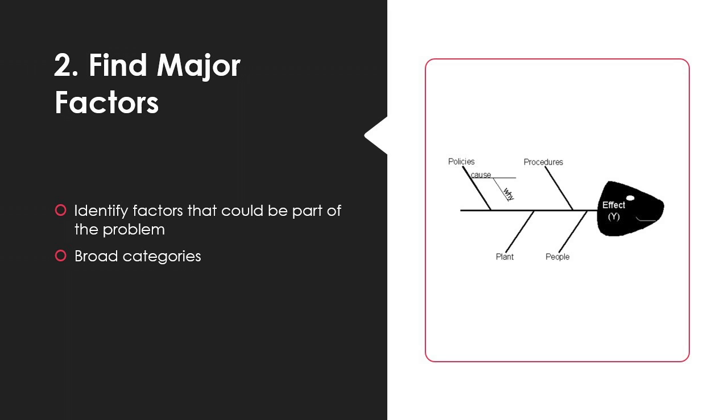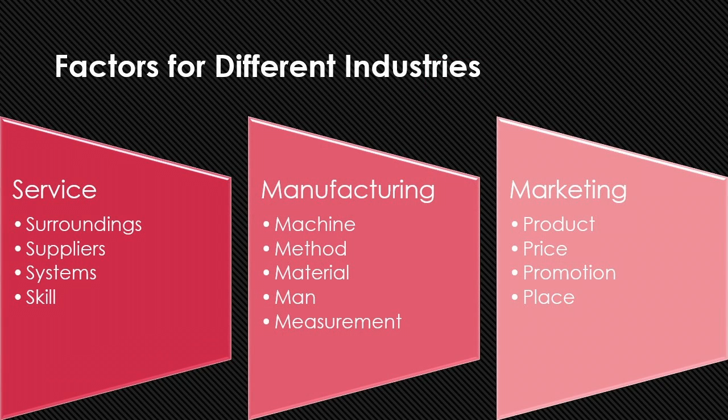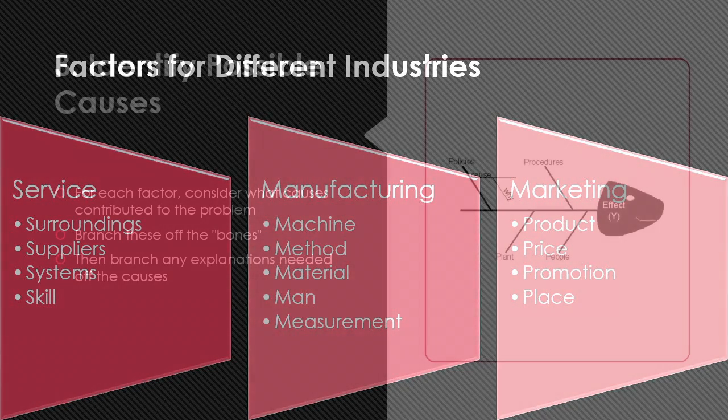These are broad categories. So here I have listed factors that might be used for different industries. In the service industry, factors of your problem might be the surroundings, the suppliers, the systems, and the skill. In manufacturing, it might be the machine, the method, materials, the man, or the measurement. In marketing, it could be products, prices, promotions, or places.